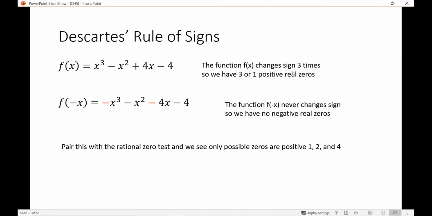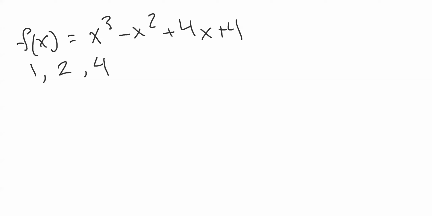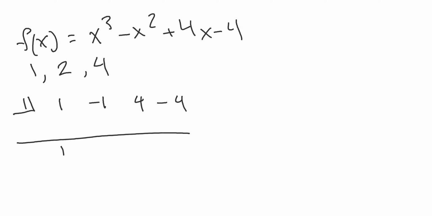And we'll do that on the whiteboard. All right, so here's our function, and the zeros we want to test are 1, 2, and 4. So let's start with 1, and our coefficients are 1, -1, 4, and -4. I'm sorry, let me fix that. There we go. We'll drop that one to the bottom. And we will do the synthetic division.